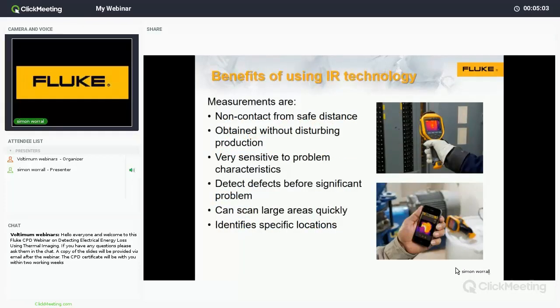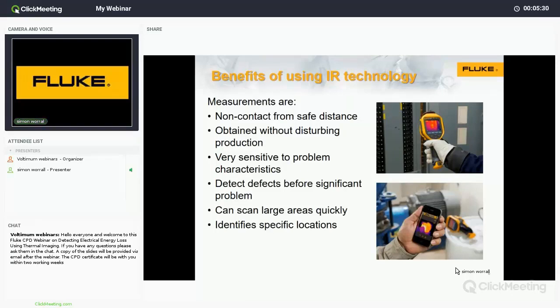Some of the benefits of using infrared technology: well, it's non-contact, so operators can use it from a safe environment. If you're looking at objects that are moving, if there is a safety zone for operators that you can't get into, if you've got hot liquids, hot metals, or very high voltages, you don't want to be actually touching those voltages. You want to be able to measure your temperatures from a safe distance.